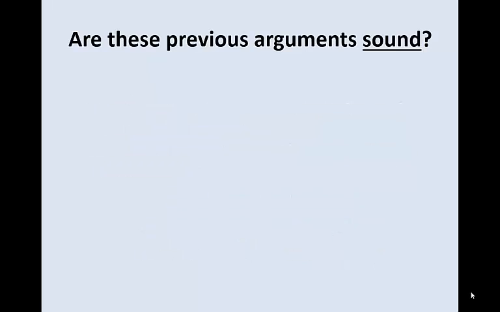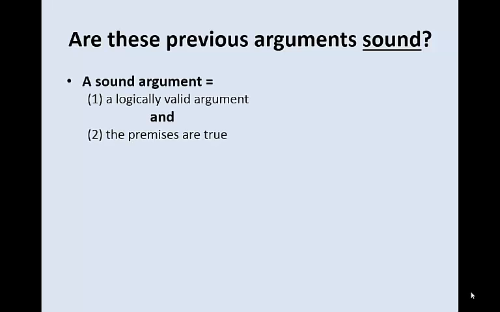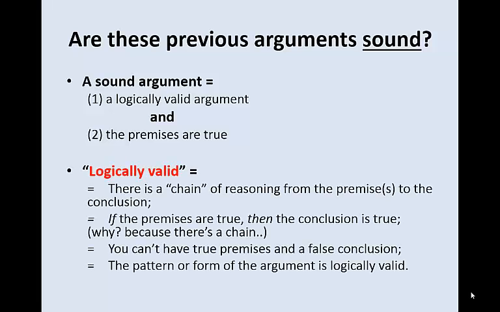Our concern for this presentation is trying to figure out, are the previous arguments sound or not? And what do we mean by a sound argument? A sound argument is a logically valid argument, and the premises are true. What do we mean by logically valid? This is a technical term, it has a special meaning in philosophy, and logically valid means this. There's a chain of reasoning from the premises to the conclusion. Perhaps I should add, it's an unbroken chain of reasoning from the premises to the conclusion. So, given this chain, if the premises are true, then the conclusion is true. And why is that? Well, because there's this chain, because the premises lead to the conclusion.